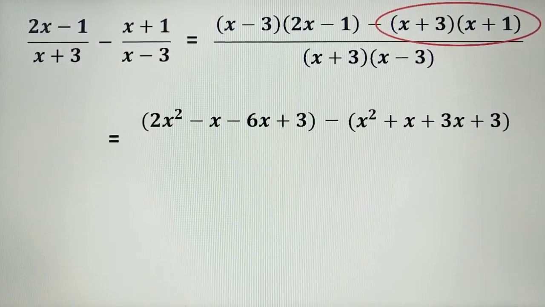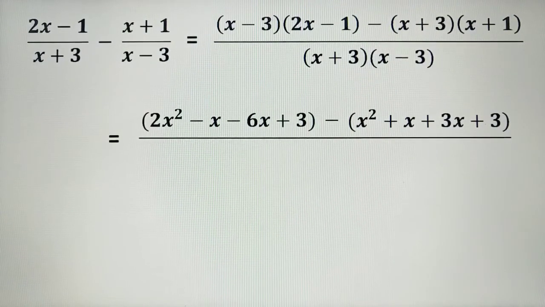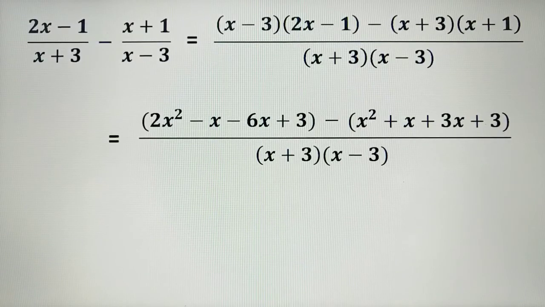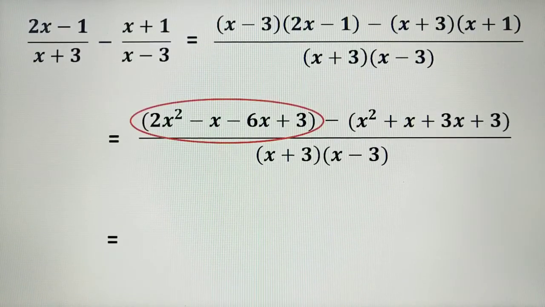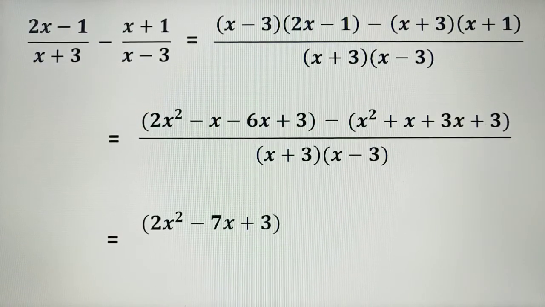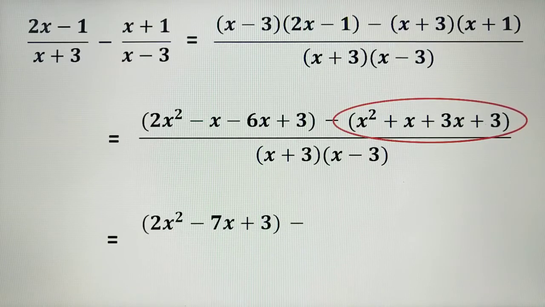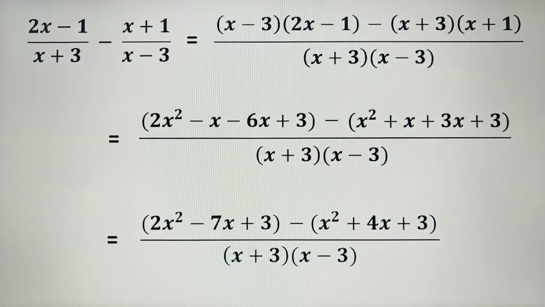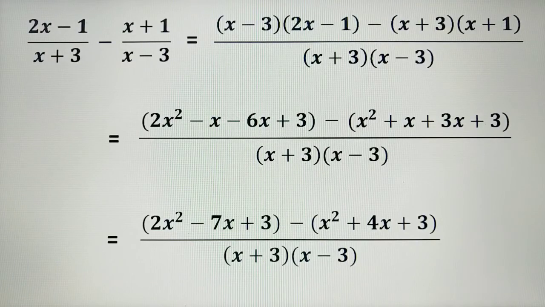The answer is x squared plus x plus 3x plus 3 all over the denominator x plus 3 times x minus 3. Then we will simplify the numerator by combining like terms. We have 2x squared minus 7x plus 3. Copy the subtraction symbol. Then we will also simplify this by combining like terms. We have x squared plus 4x plus 3 all over the denominator x plus 3 times x minus 3.